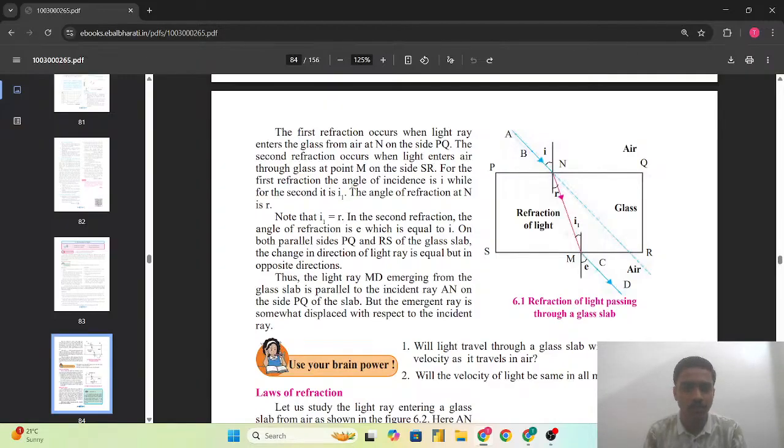From the first refraction, the angle of incidence is I, while from the second, it is I1. Angle of refraction at the end is R.